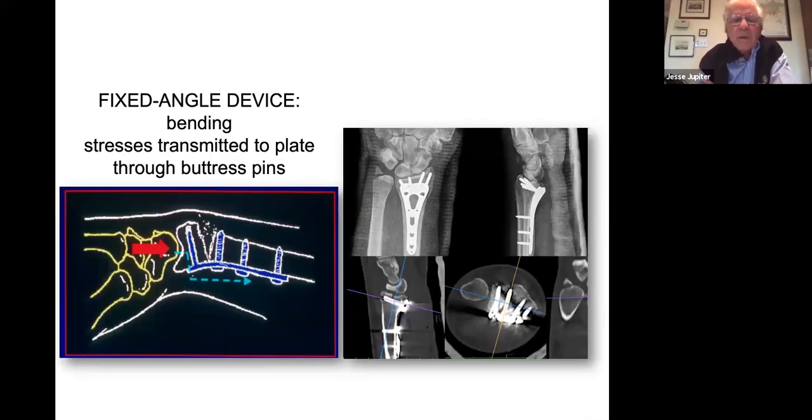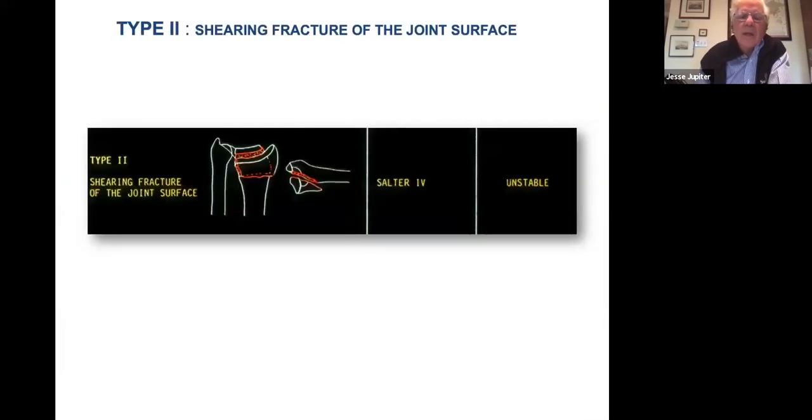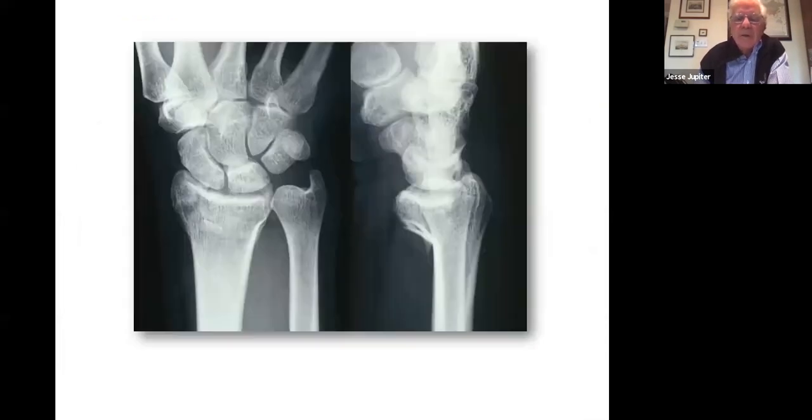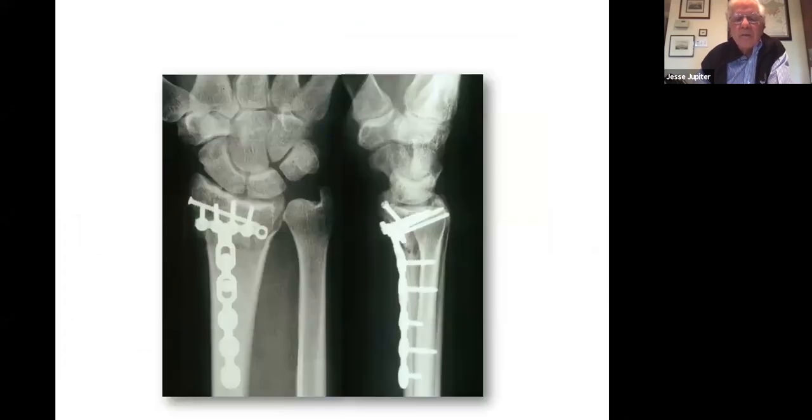What the fixed angle does is it really transmits the stress to the plate through these buttress pins or screws. So we're not fixing as you would normally with a screw. Why is it used so much? It's used because it works. It's a transformative technology, and it's influenced the care of patients throughout. Shearing fractures, as I mentioned, don't always need a standard volar plate.